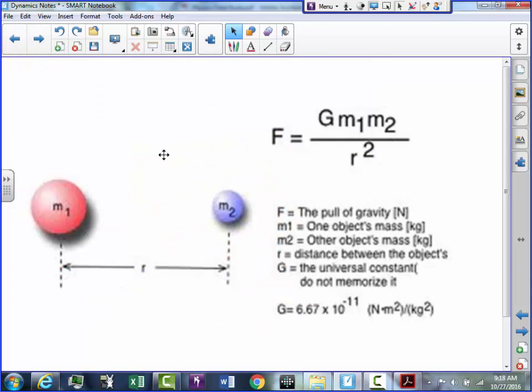So, again, here's another slide, just talking about the same concept. You've got two different masses with a distance between them. We've discovered that there is a constant here. You don't really have to memorize it because it's on your data sheet. That being said, the more you do it, you probably will memorize it by the time we're done, because you'll use it.